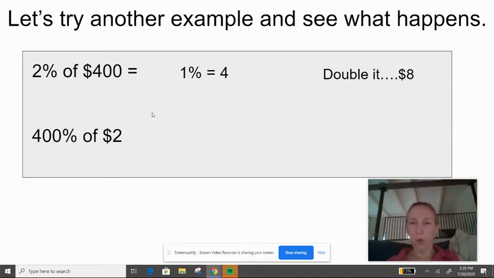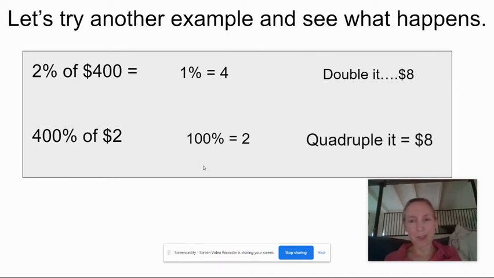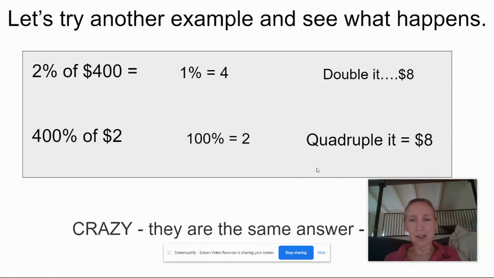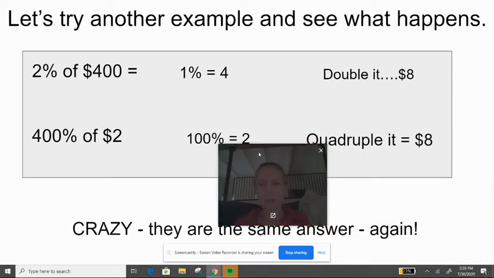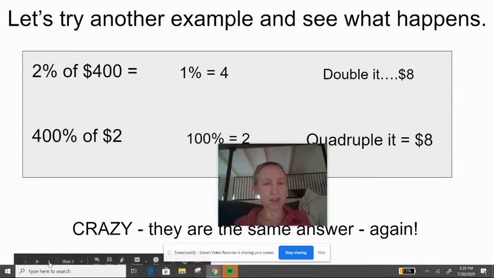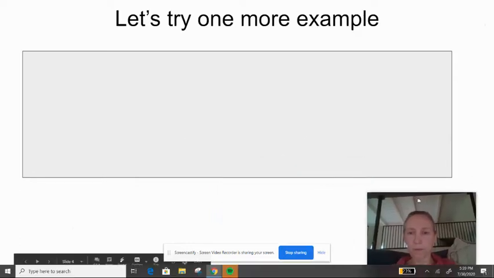Now, what are we going to do to find 400%? Well, first let's find 100%, which is just the whole number, which is 2. And then we're going to quadruple it. We're going to multiply it by 4. And what do we get? 8. The same answer again. Kind of exciting that this trick that looks so easy might work. Let's do one more.